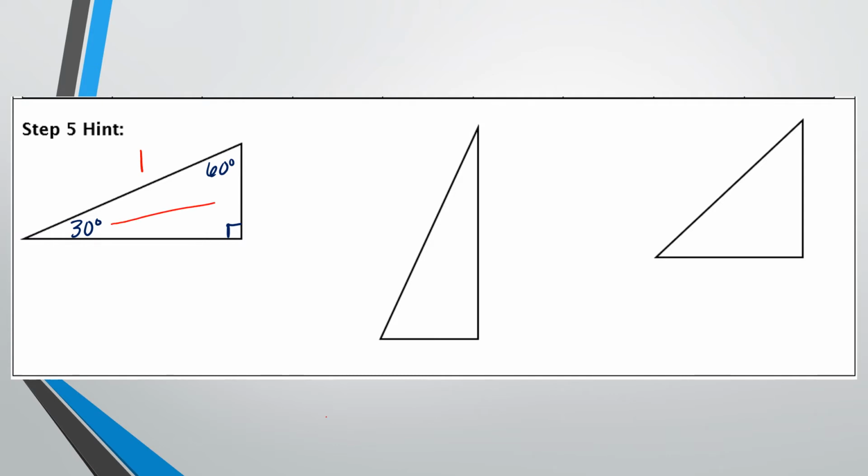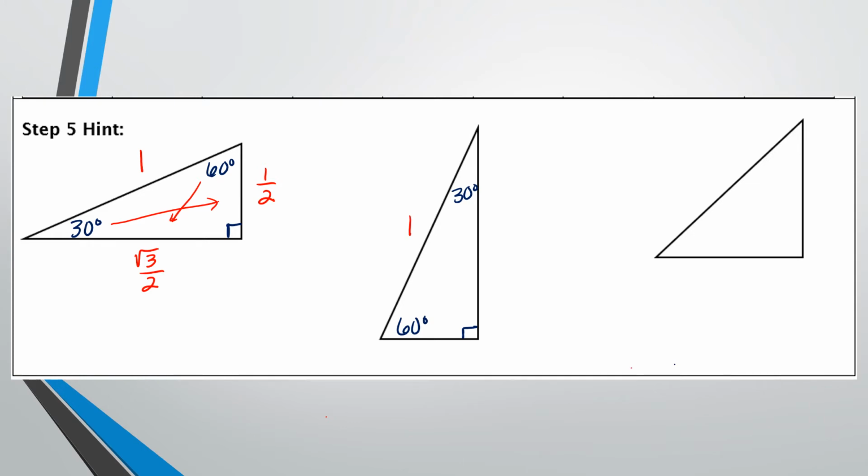Across from the 30-degree angle is always going to be 1/2. And across from the 60-degree angle will always be the square root of 3 over 2. Now we're going to do the exact same triangle. It's still going to be a 30, 60, 90 triangle, but now the 60-degree angle is going to be in the bottom left corner, and the 30-degree angle will be in the top. So it's the exact same triangle.